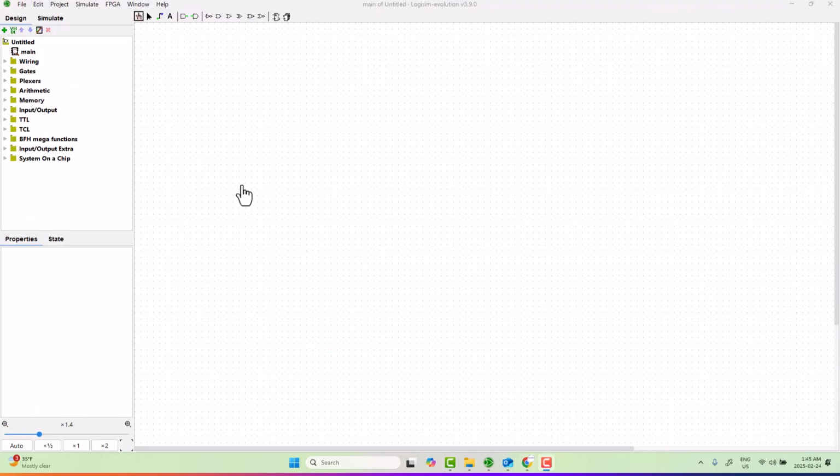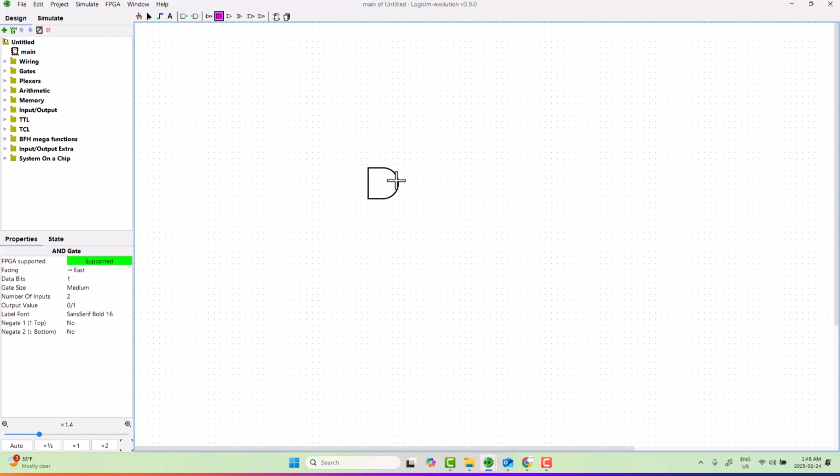Here is Logisim. So what we will do, we're going to get the gate. This is the AND gate, and this is the input. Second input, this is the output, and you can see the output is red. That means it is not determined yet. It could be high or low, and here the blue means there is no signal. So I'm going to have an input pin here, and another one here.